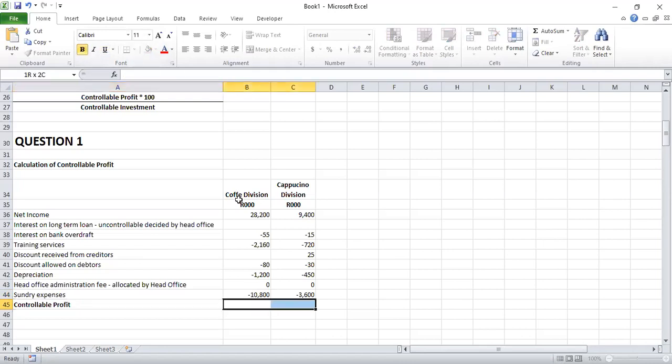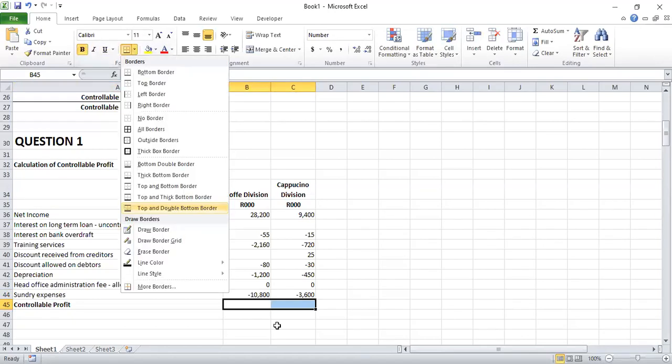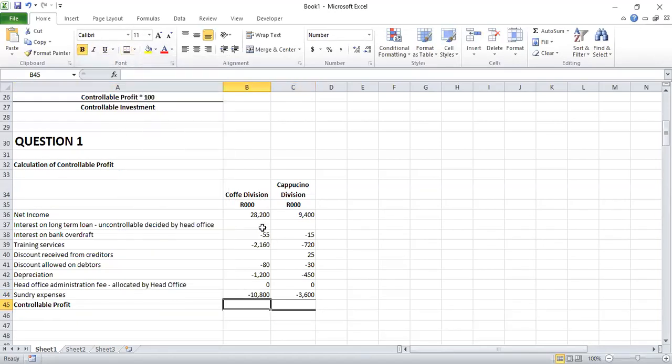All right, my friends, if they'd said that the net income was after taking these into account, and instead we're going to include these things that we didn't include, that is the interest on long-term loan, the head office administration fee, and the discount on the coffee, those are the ones that we're going to take into account. But instead, we're going to reverse them. That means, like interest on long-term loan, we're going to add it back, because we're going to say it's wrong that they included it in controllable profit. So please, you should be very careful there.